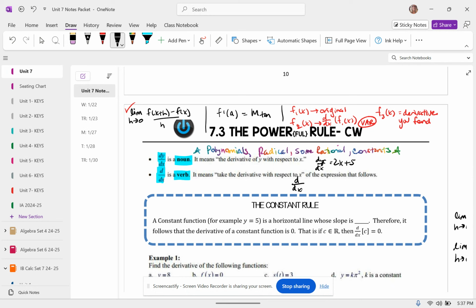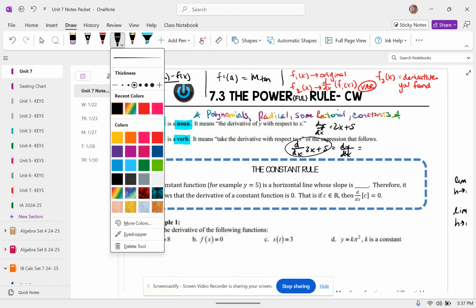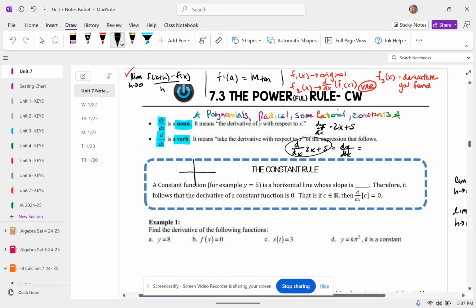So if you had something that looks like this, you would have to take the derivative of this. Then your answer is dy dx equals the derivative that you found. Okay? So there is something called the constant rule. And a constant function, so for example, a horizontal line that looks like y equals 5, would look like something like this, right? Is a horizontal line whose slope is 0.